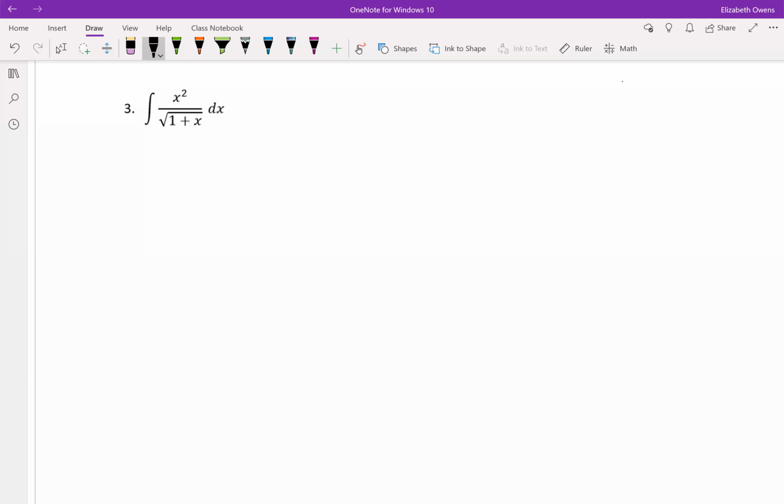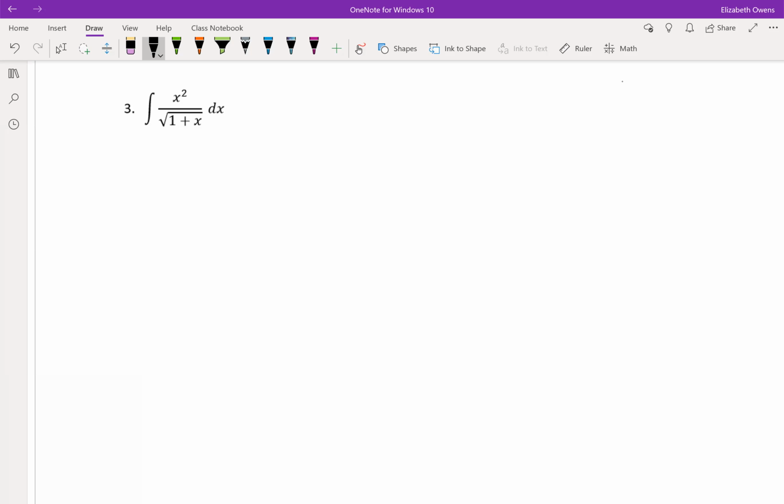Here's one more example of an indefinite integral with a u-substitution. We're going to integrate x squared over the square root of 1 plus x dx. All right, so for this, you first need to choose what you want u to be.